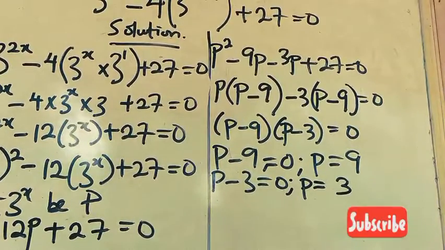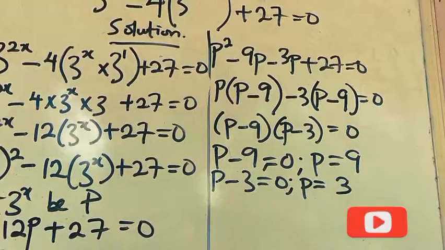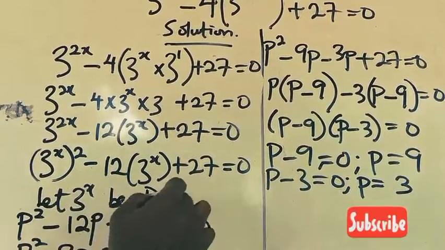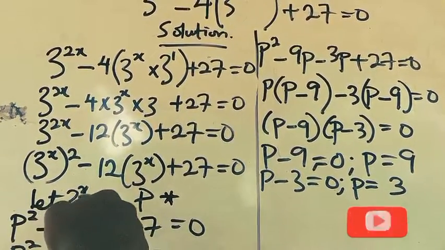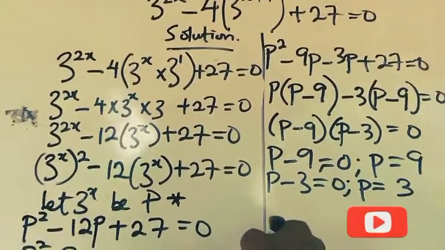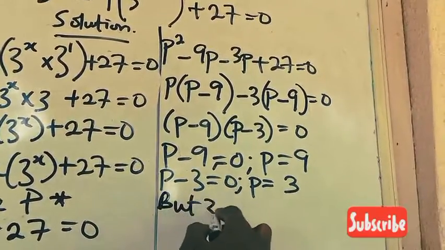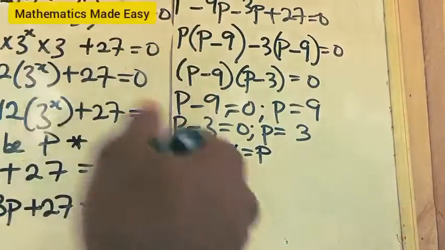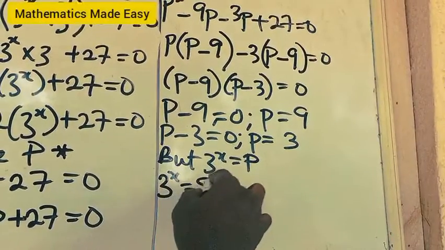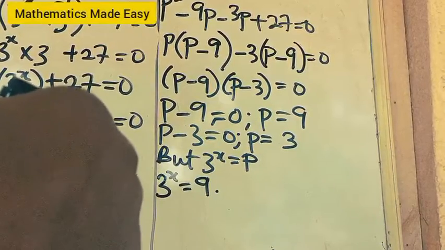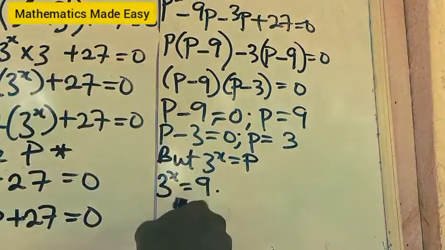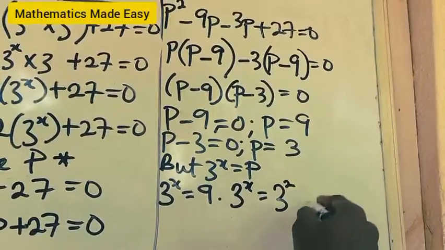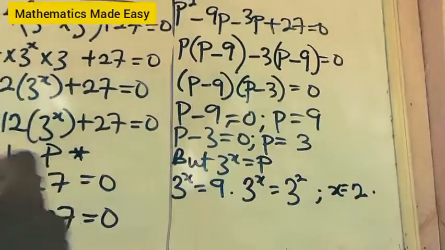And when I have my p minus 3 to be 0, it definitely means that my p is equal to 3. But remember we said, let 3 raised to power x be p. So I will go back to my equation and say, 3 raised to power x is equal to p. I will pick the first value of p, which is 9. I will now say 3 raised to power x is equal to 9. And I will rewrite my 9 in indices form, to have the same base as this 3, so that 3 raised to power x gives me 3 raised to power 2, and my x will give me 2. This is the first value of my x.